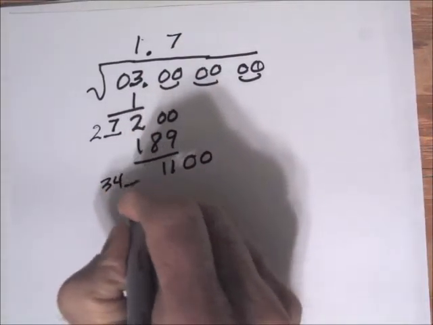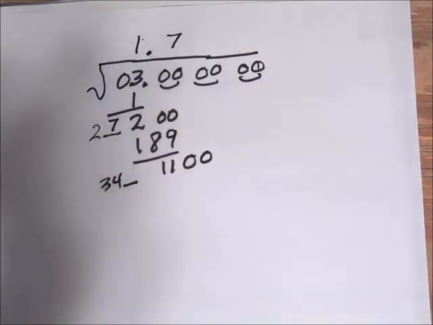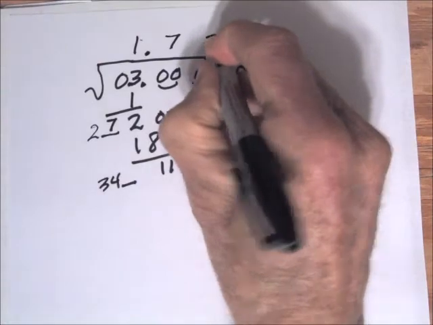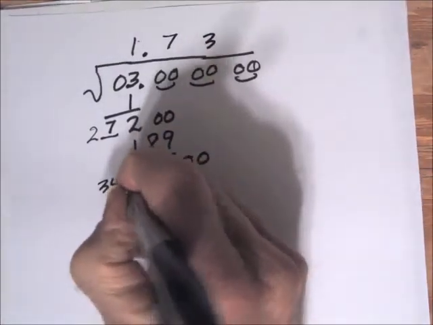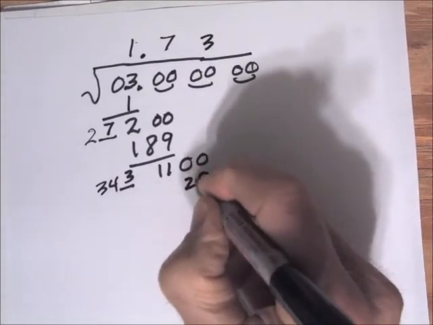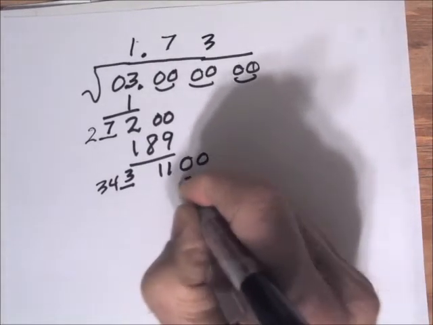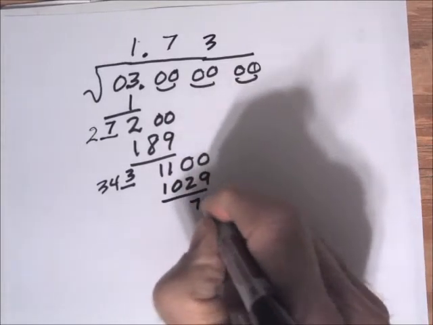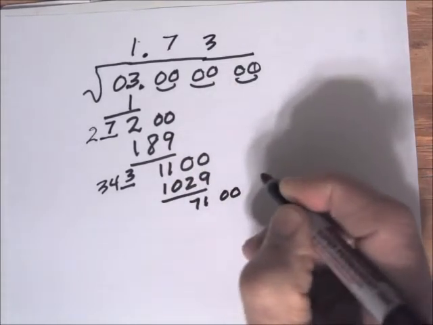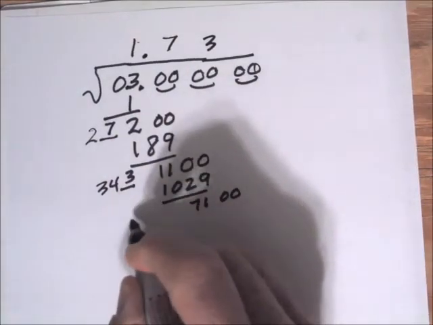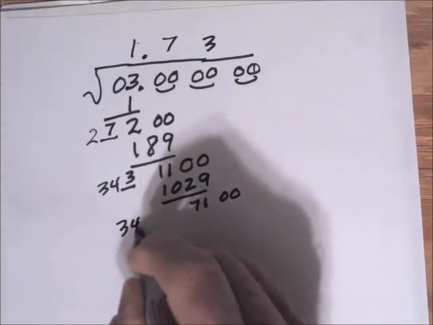And then we have an extra digit. So it's 340-something goes into 1100. I'll estimate 3 times. So 3 goes on top and 3 goes down here. 3 times 3 is 9. 3 times 4 is 12. Carry the 1. 3 times 3 is 9 and 1 is 10. And you get remainder 71. Bring down 2 more zeros. Double the number on top. That'll be 346. Add an extra digit.